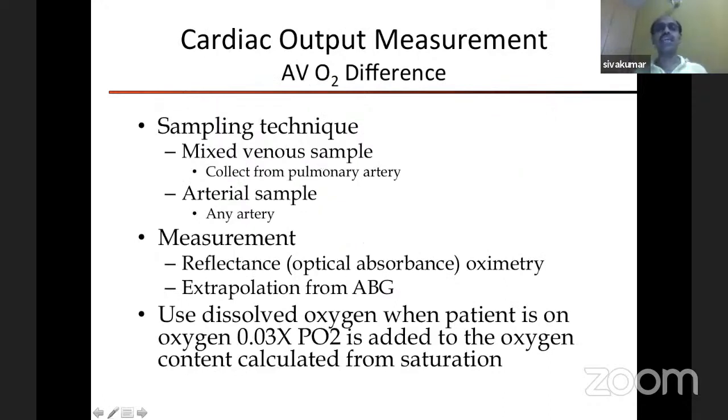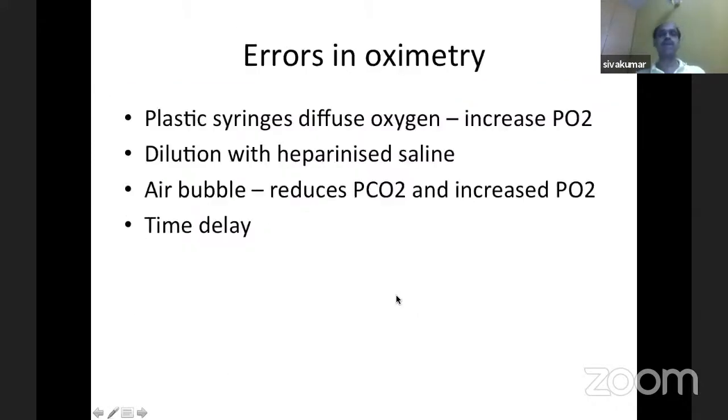Now, having seen what oxygen extraction is, how do we actually measure it? We sample at various places. In a patient who has no shunt at all, the mixed venous sample is ideally taken from the pulmonary artery. The arterial sample can be taken from any artery. So the artery minus pulmonary artery difference is used for the cardiac output. The measurement is currently done only by reflectance oximetry or optical absorption oximetry, and not based on extrapolation from ABG, which was used in the past.